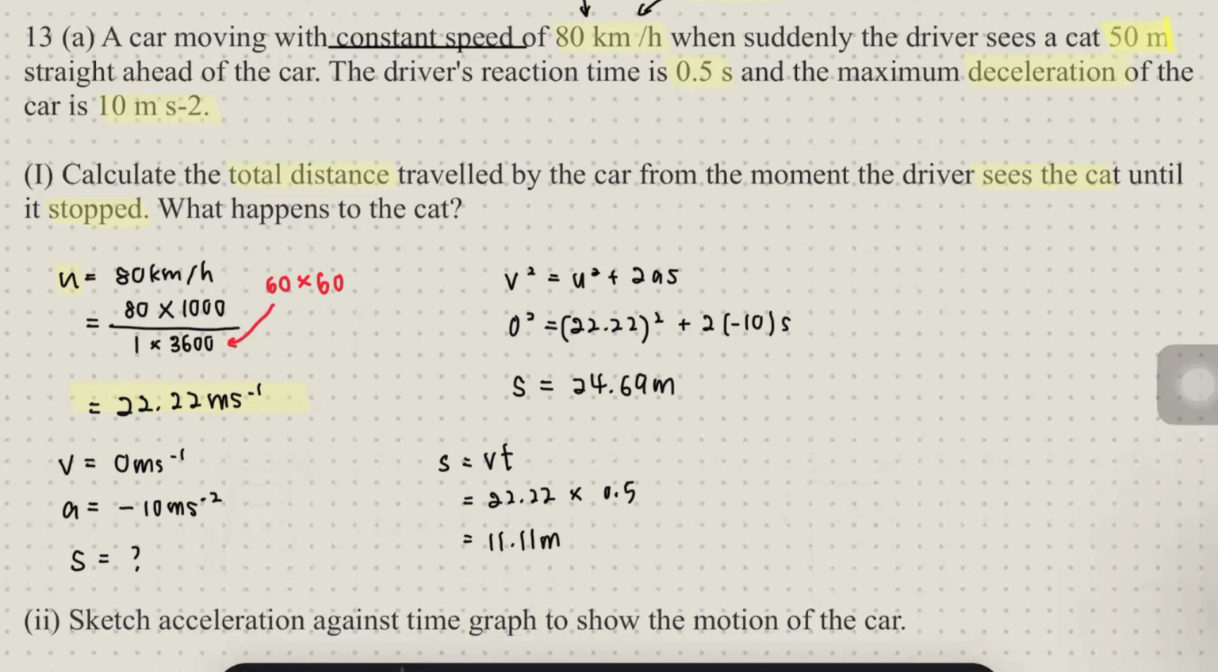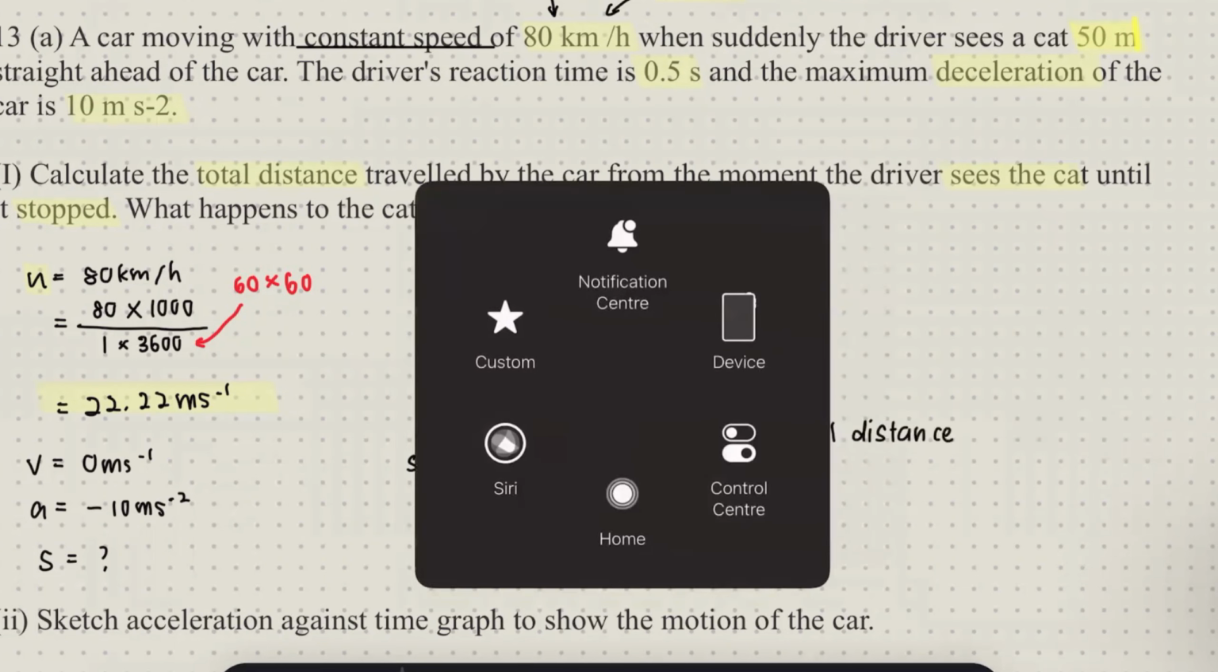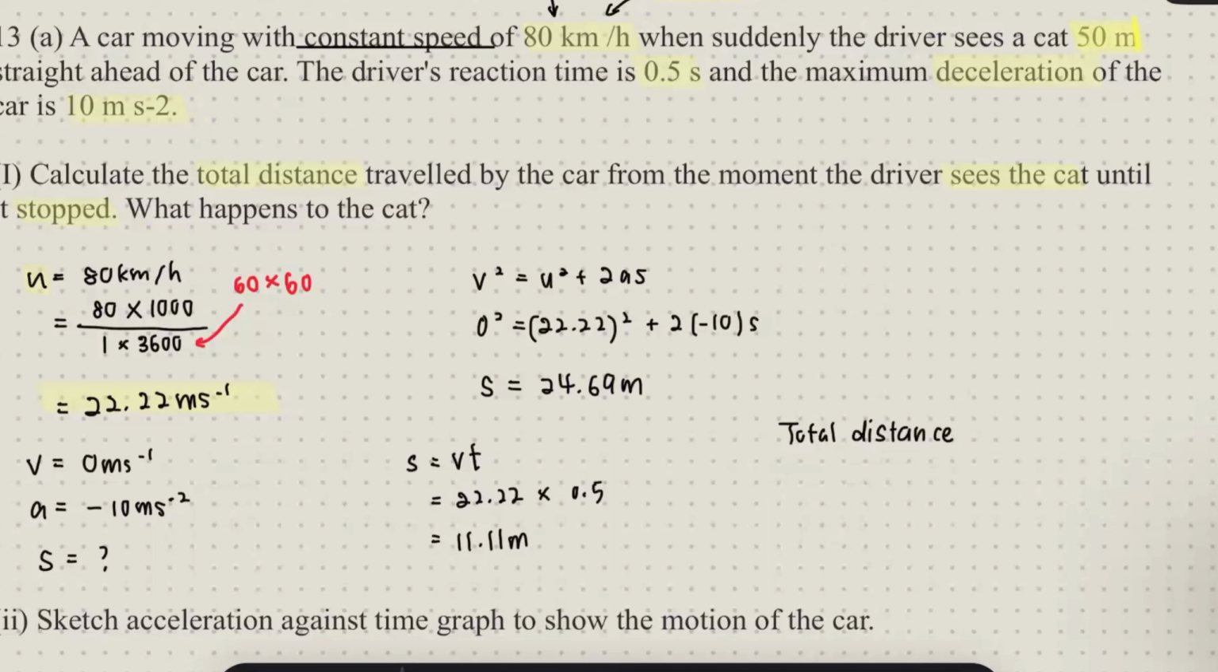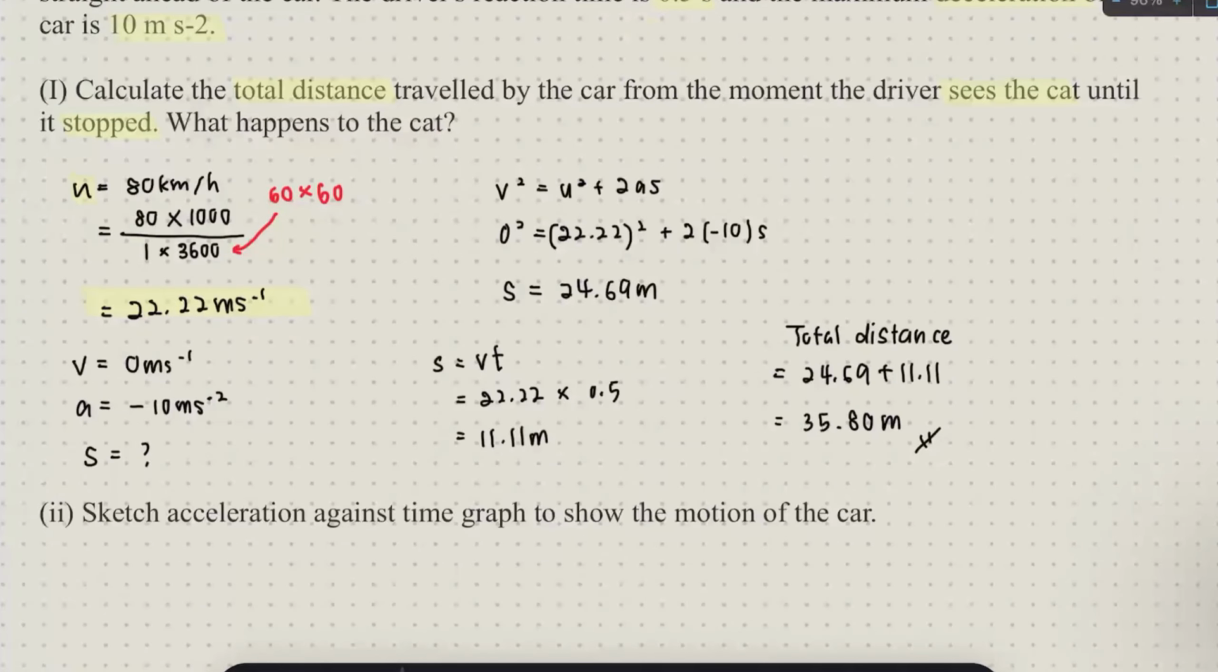So to find the total distance, we just have to add up these two readings. And the answer will be 35.80 meters. And this is the total distance for this question.